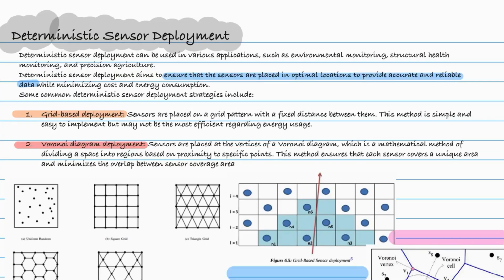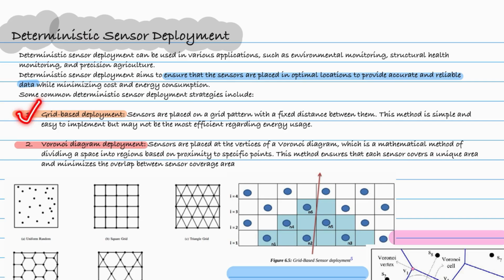Another type of deployment strategy is the deterministic sensor deployment strategy, and it is used in various applications such as environmental monitoring, structural health monitoring, and precision agriculture as well. It is used to ensure that the sensors are placed at optimal locations and provide accurate and reliable data while minimizing cost and energy consumption.